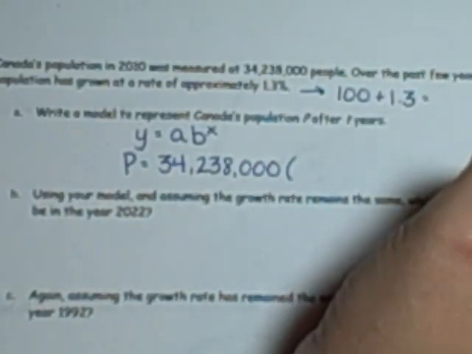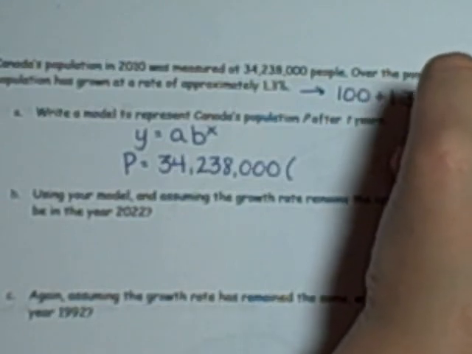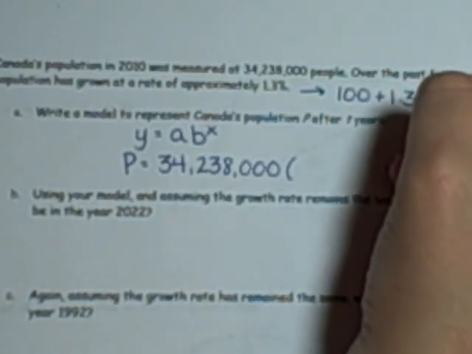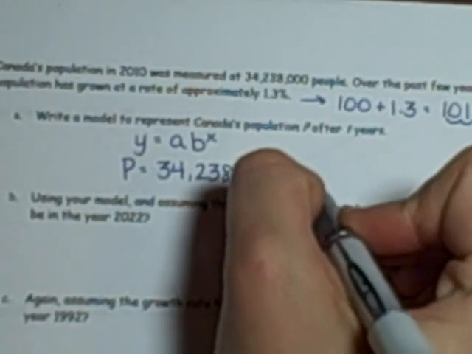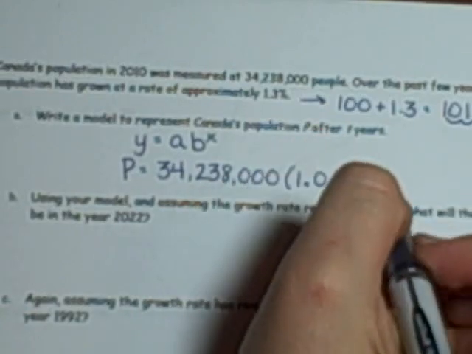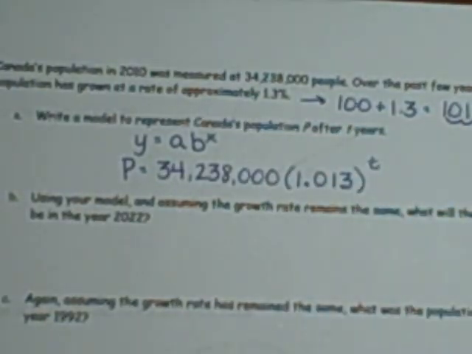If you're worried that you'll mess up the decimal places, go ahead and do that in your calculator. And it would be 101.3%, which is what you really want to use. And then remember that you also have to move that decimal point. So for your B value, you'll have to put in 1.013. And then it'll be to the power of t, which is just your number of years. So that would be your final model for letter A. 34,238,000 times 1.013 to the power of t.